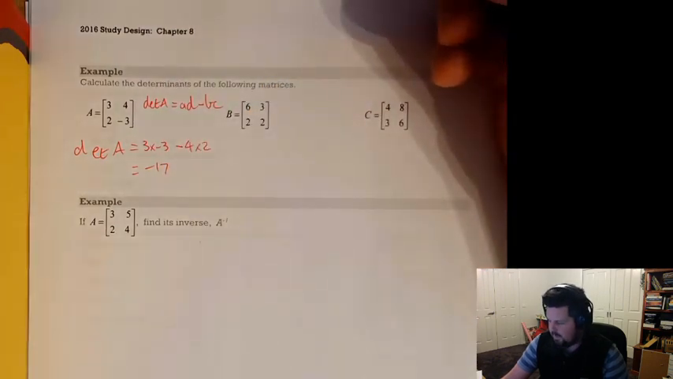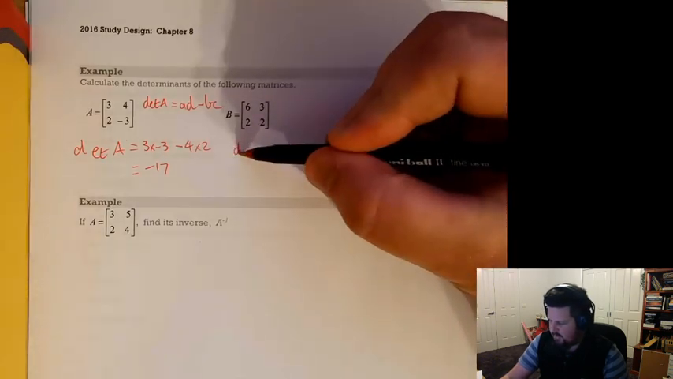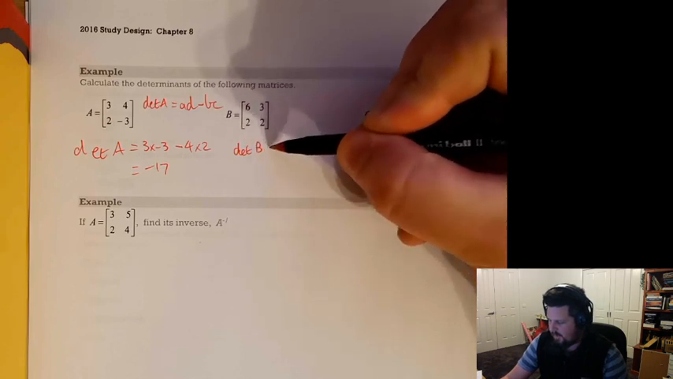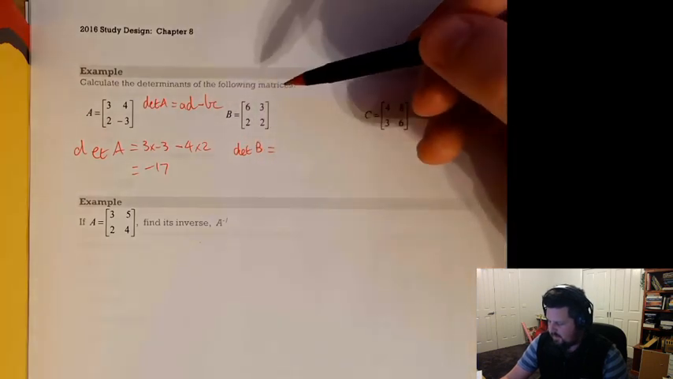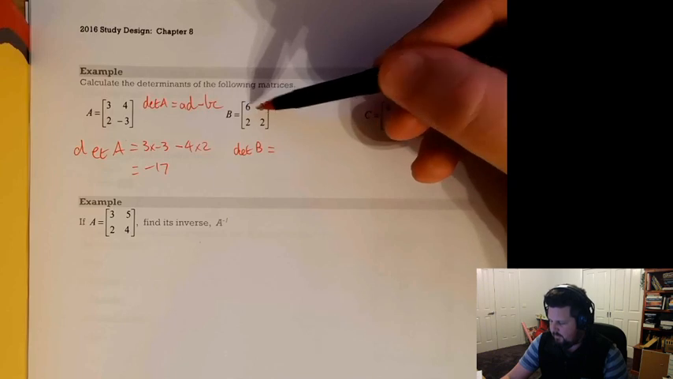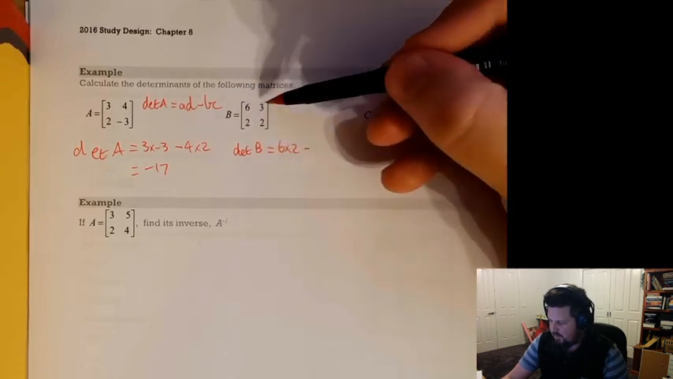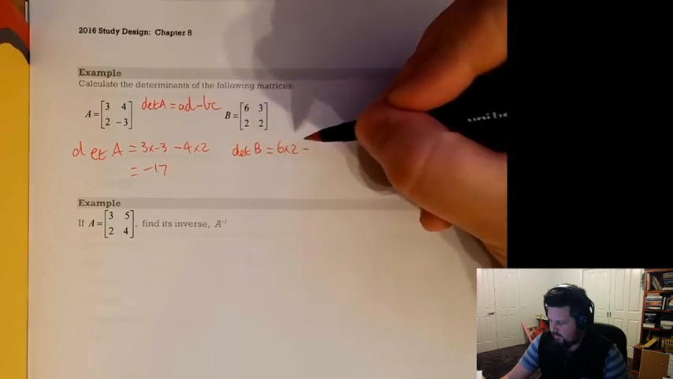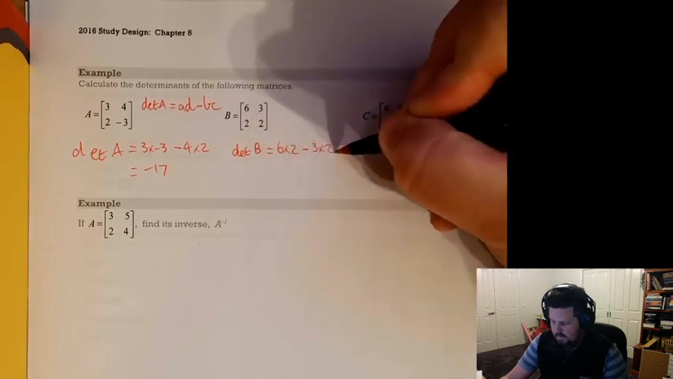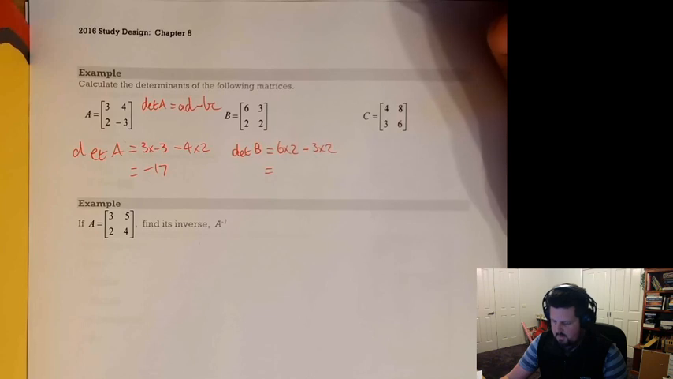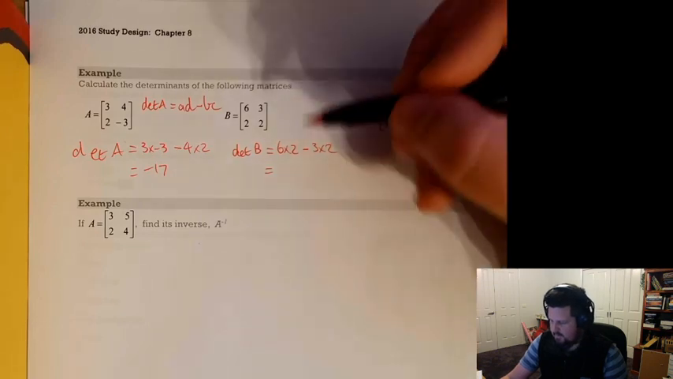Next matrix we're going to find the determinant of. This is matrix B, so we're going to find the determinant of B. Again, it's A times D, so 6 times 2, take away B times C, 3 times 2. 12 take away 6 is 6.